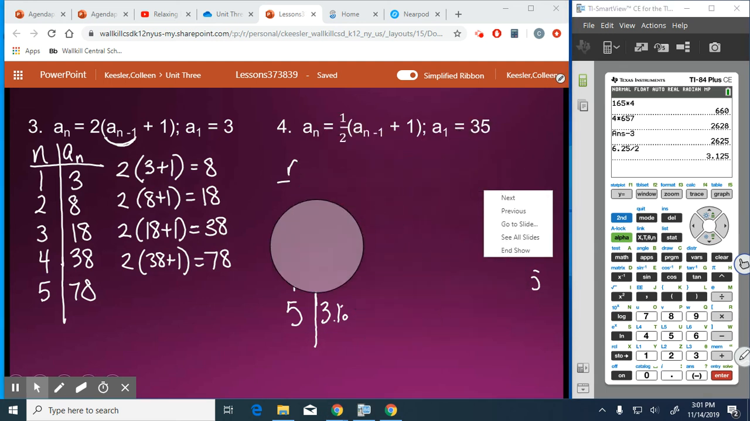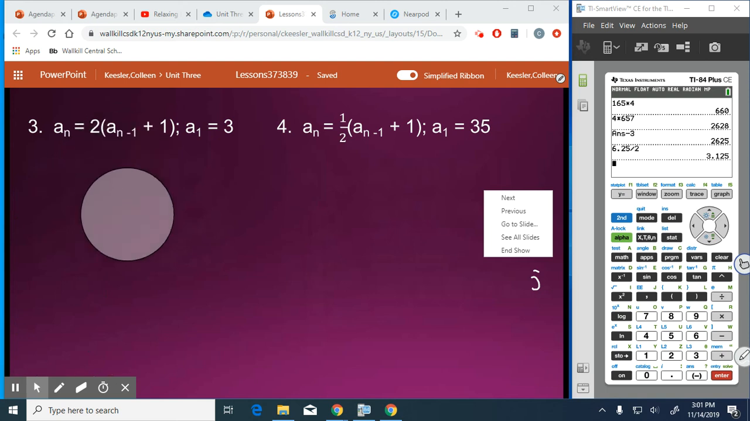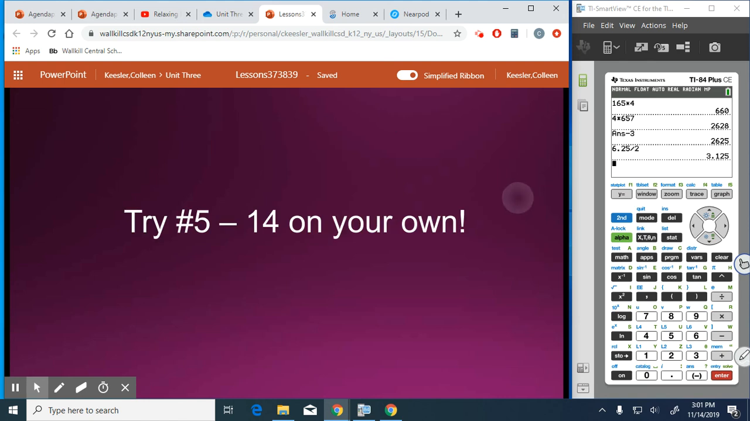All right, so hopefully you're picking that up easily. This is a concept that most kids usually get right away, but forget about it later. So we have to make sure that we're consistently coming back to this so you don't forget it by the time we get to the Regents exam. So you are now going to try numbers 5 through 14 on your own. Make sure you're checking in with me so I can be sure you've got it before moving on to the exit ticket.